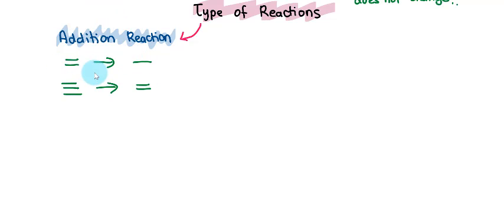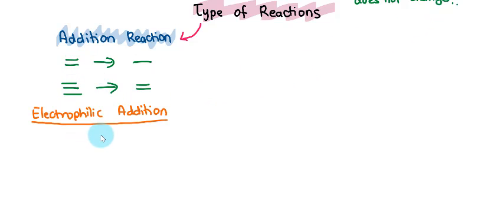Why does this happen? Because we are going to add something to our reactant that makes one of the bonds disappear, and then the double bond will become a single bond, and a triple bond will become a double bond. But there are two types of addition reactions: electrophilic addition and nucleophilic addition.